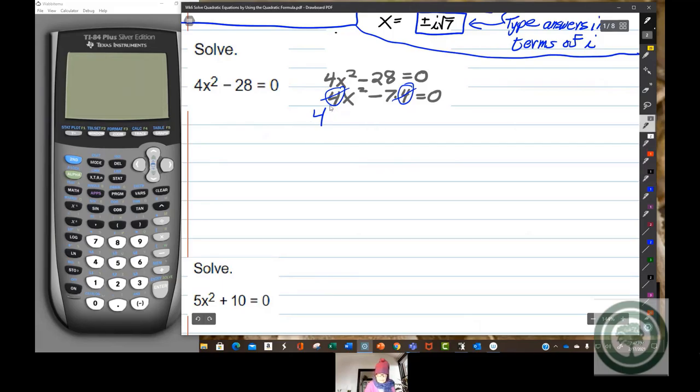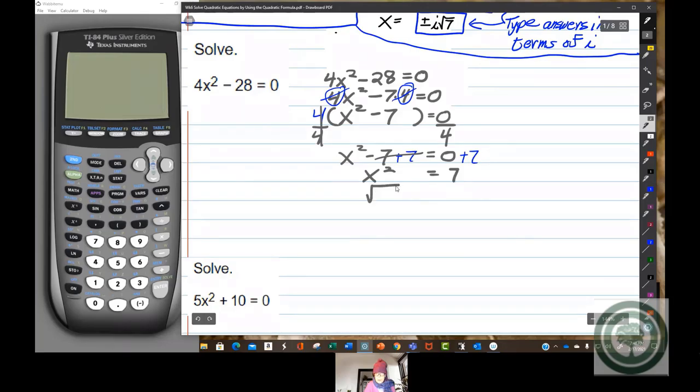Right, here's my GCF. I pull it out to the front. Then I mark it out. Okay, now I divide out the 4 because I have an equation and because there's no x pulled out with the 4. Now I add 7, I'm going to solve for the x term. So I have x squared equals 7.